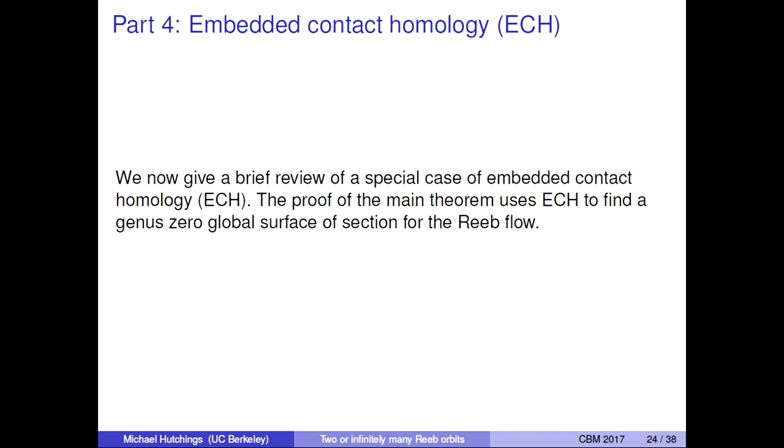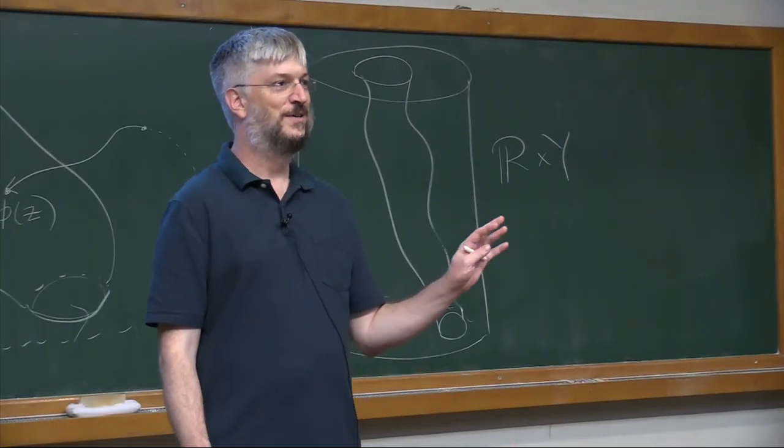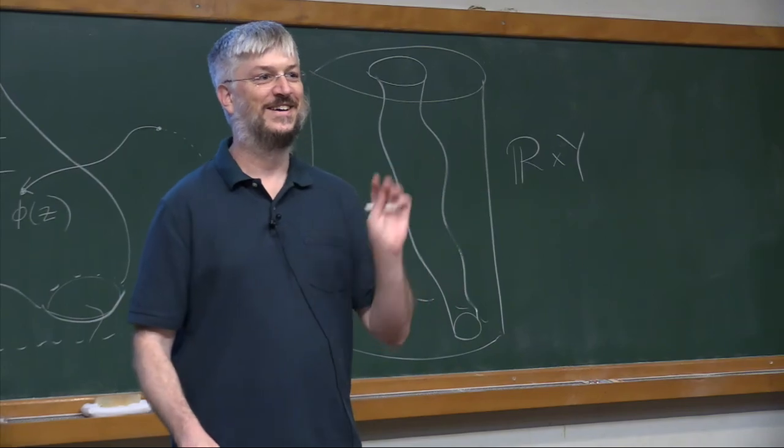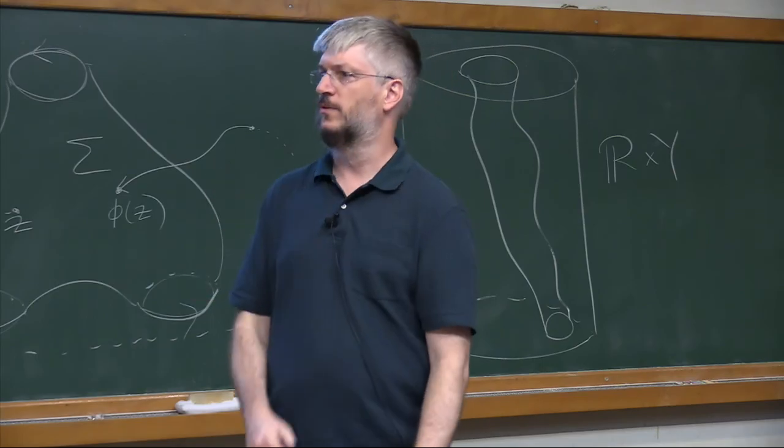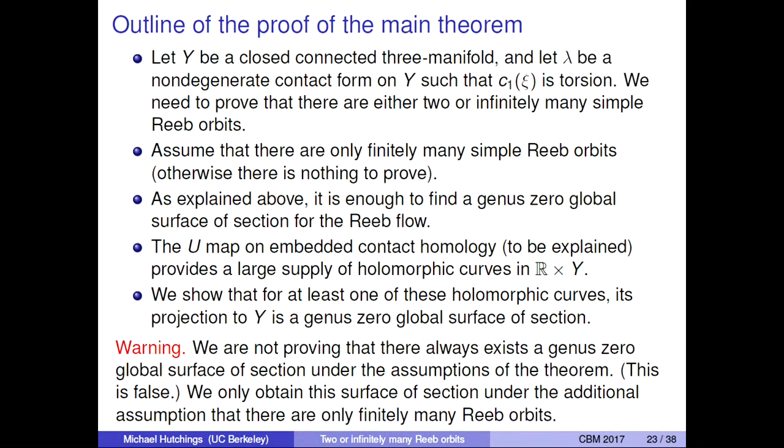Okay, so now I have to tell you a little bit about embedded contact homology, which is what I use to get this surface of section. It's going to get a little more technical. There's a lot of stuff that goes into this, but I just want to give you the basic idea. So just don't read any of the formulas. Or maybe I should ask if there are any questions before I start getting into that. Okay, well, here we go. Oh, yes?